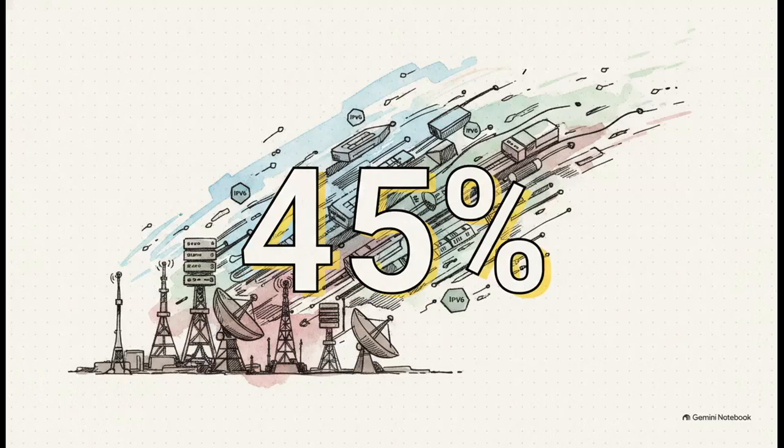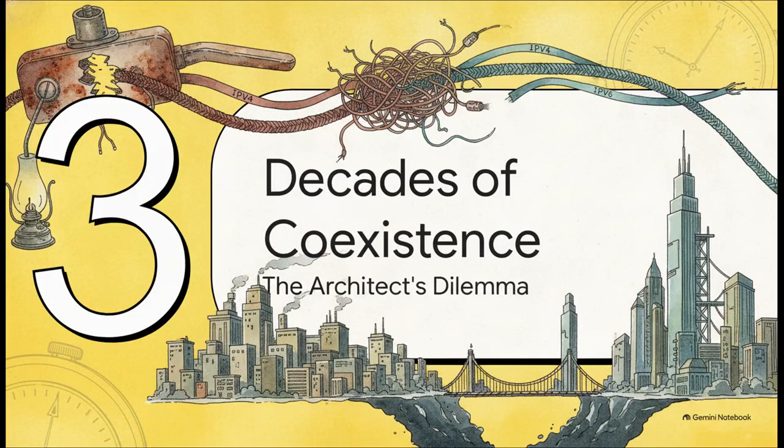And on the flip side of that exhaustion is massive operational adoption. To put this into perspective, as of 2026, roughly 45% of users reach Google services over IPv6. That's a staggering scale. Major ISPs, giants like T-Mobile US and Reliance Jio, are already operating IPv6-primary or even IPv6-only access networks. So this transition isn't just on the horizon anymore, it is fully operational right now, today. Which brings us to Section 3. Decades of unavoidable coexistence. This is the architect's dilemma.